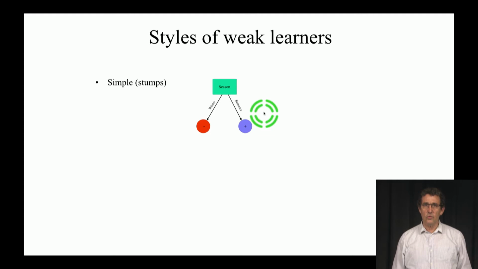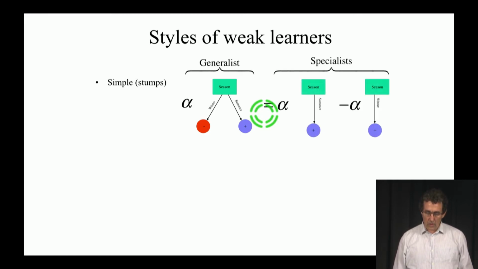And when you have a decision rule like that, you get a weight for it. You get the alpha that multiplies it. And so here is the alpha. Now, interestingly, you can actually make it even simpler by splitting it into two parts. You can have one rule that says if the season is summer, then I do plus, and then another one that says if the season is winter, then I do plus. And each one of them gets an alpha. Maybe if it was this alpha originally, then it's alpha here and minus alpha here.